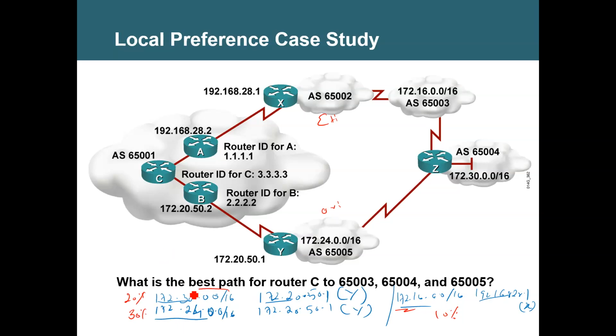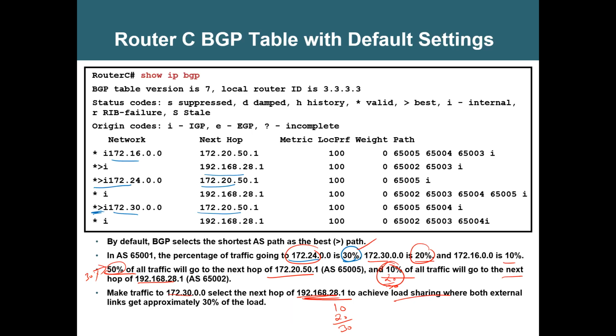You take this traffic and send it to X instead of Y. If you do that, 20 plus 10 is 30, and this is also 30. You have load shared. Do you understand what I said? Yes. What about others?